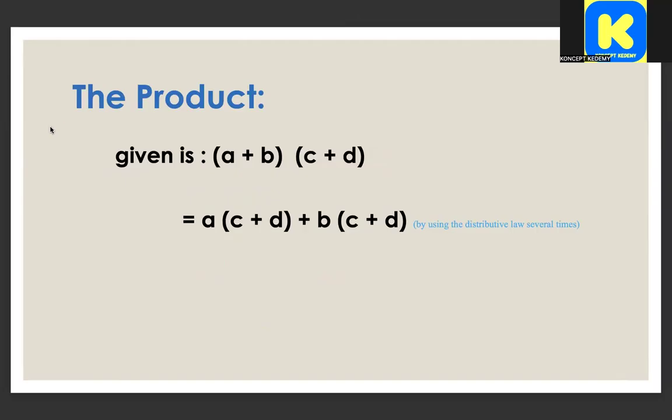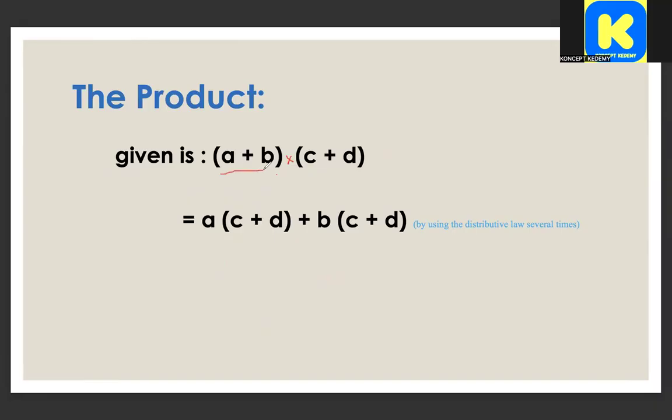The given expression is a plus b and c plus d. As I told you in the last chapter, if there is no sign between two brackets, it means multiplication. So this will be multiplication. Now, how do we open it? You need to understand the process. We will use the distributive law several times. This is method number one.